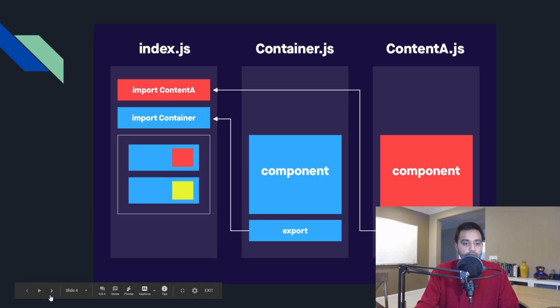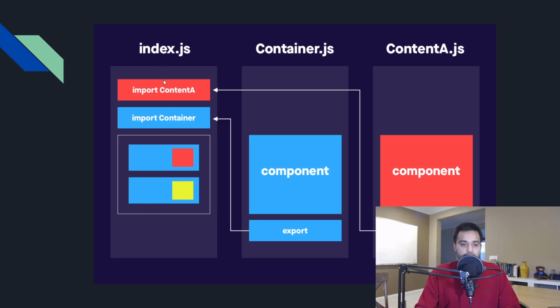So this is an example of what I'm talking about. Let's say you have a component container.js and content a.js. You're not able to see this, but content a has an export at the bottom, and container has an export at the bottom too. This just means, okay, I finished building the component, and now I can export it so that others can use it. So what's going on here is the container and content a are in two separate areas. They're not really connected at all, but they're exported, and the same file, index.js, is importing both of them.